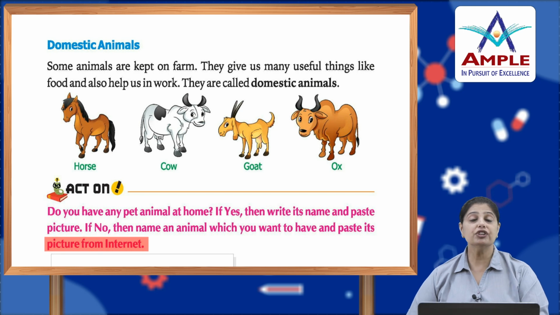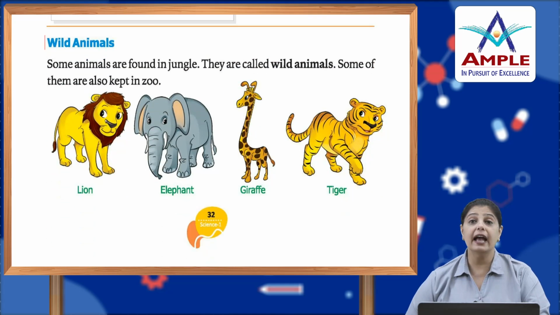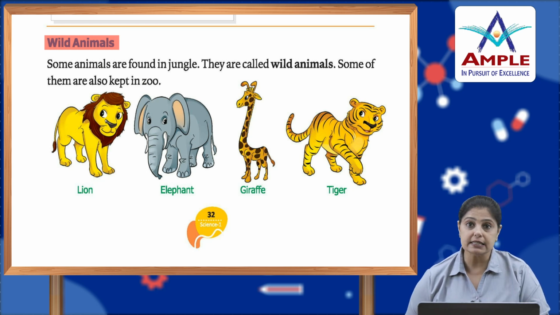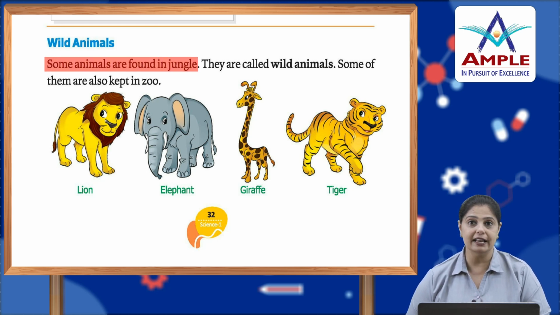Now, children, like we have pet animals and domestic animals, we have wild animals. Now, what are wild animals? Wild animals are animals that generally live in the jungles. We cannot keep them in our house because they are ferocious. Okay. Now, some animals are found in the jungle. They are called wild animals.